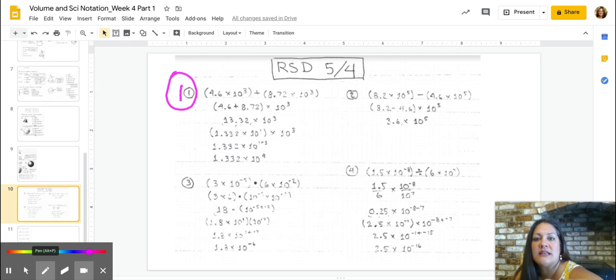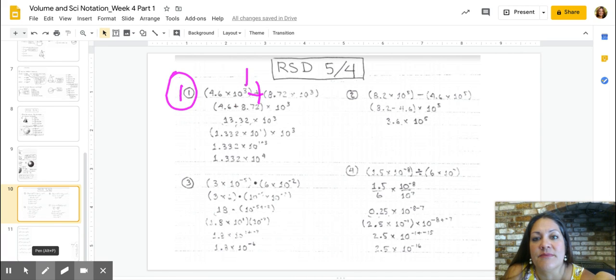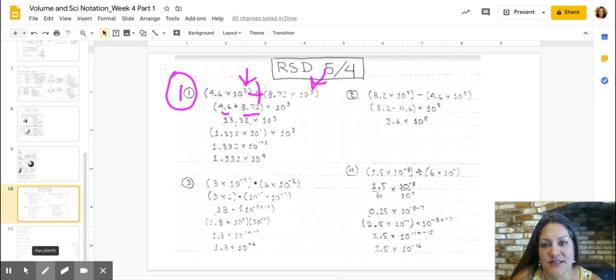Number 1. So I see 4.6 times 10 to the third plus 8.2 times 10 to the third. So last week when we did the addition in scientific notation, it already had the same power of 10. So all we had to do was add those first numbers. Well, look at here. Again, they have the same power up there to the third. And so we just need to add it so that we're going to put the like terms together. So 4.6 plus 8.72 times 10 to the third.